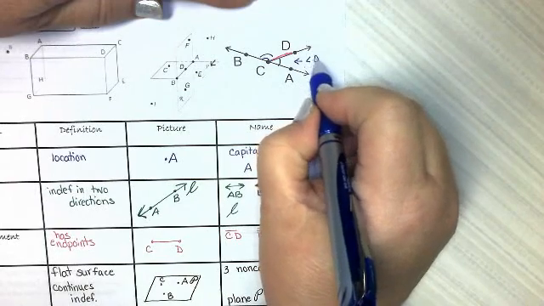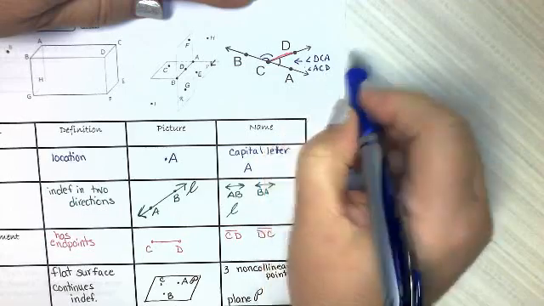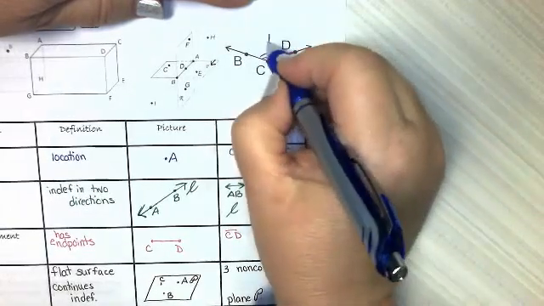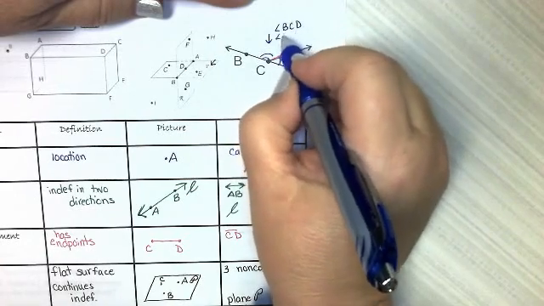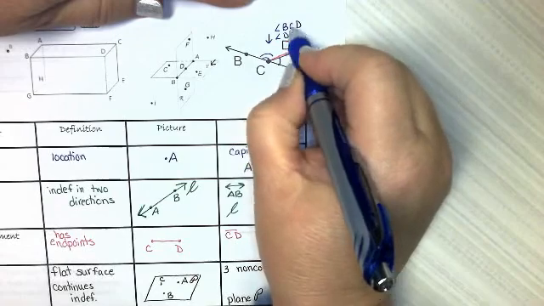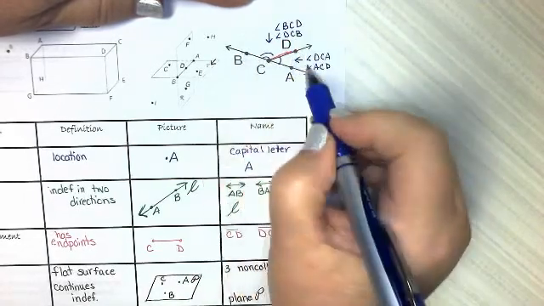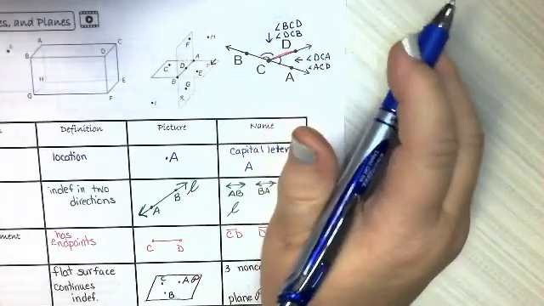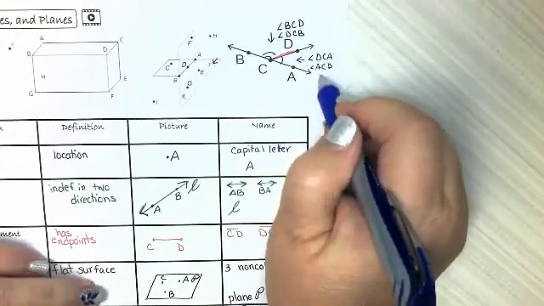This one is angle DCA or angle ACD. Notice the vertex stayed in the middle, but the letters could change. This angle over here is angle BCD or angle DCB. Again, C stays in the middle, and you trace DCB. So if there's no confusion about which angle we're talking about, you can just name it with the vertex. Otherwise, you have to use the three letters.